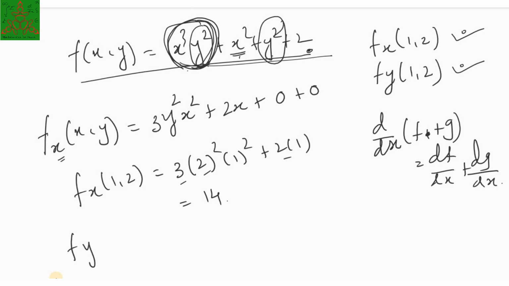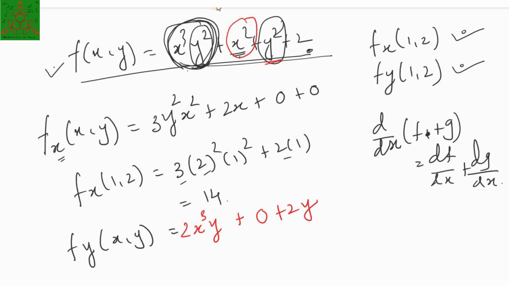And fy at (x, y) in a similar manner. Now you have to differentiate this equation with respect to y, keeping x constant. So x is constant, so x cube is constant. The derivative of y square is 2y, plus the derivative of x square will be 0 because it is a constant, and the derivative of 2 is 0.